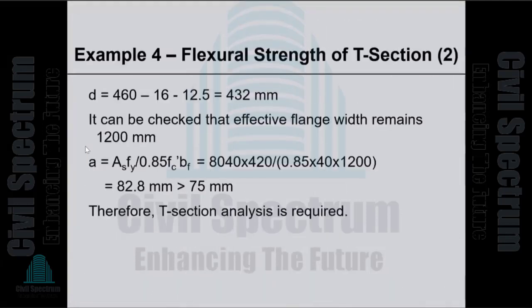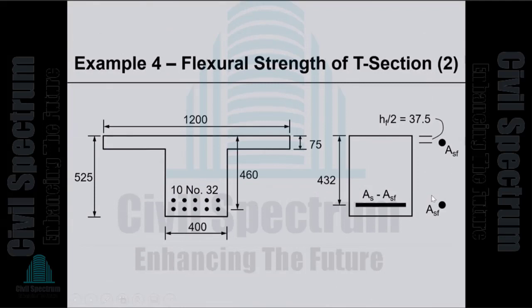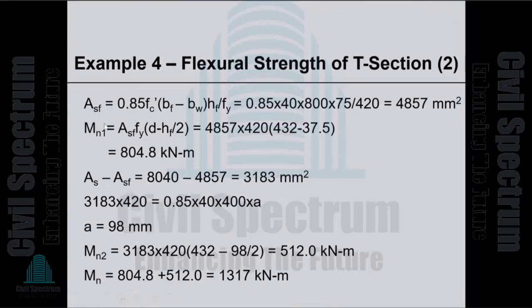So the moment strength contributed by this is the area that we just computed multiplied by the 432 that we just calculated minus one half of the flange thickness, which is 37.5. That part of the nominal moment strength we are calling M sub N1, that is the A sub SF that we calculated, 4857, times the yield strength, times D minus H sub F over 2. So 4857, 420 is F sub Y, D is 432, H sub F over 2 is 37.5, all of that gives us 804.8 kilonewton meters. This is contributed by the overhanging flanges, if you like.